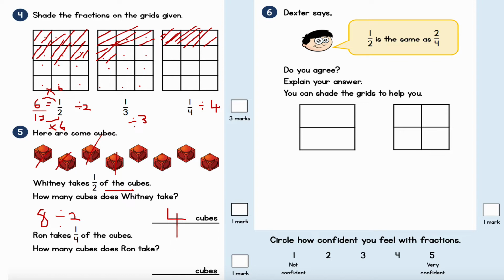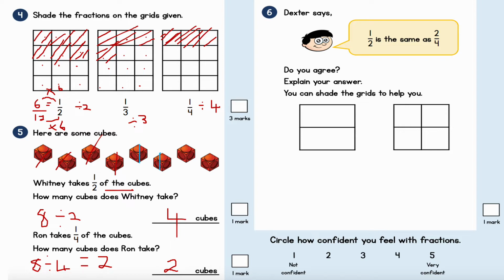Ron takes a quarter of the cubes. How many cubes does Ron take? Well, I'm going to divide it by 4. So 8 divided by 4, which is 2. So Ron takes 2 cubes. Okay, so imagine Ron's colour is blue. Okay, Ron takes 2.